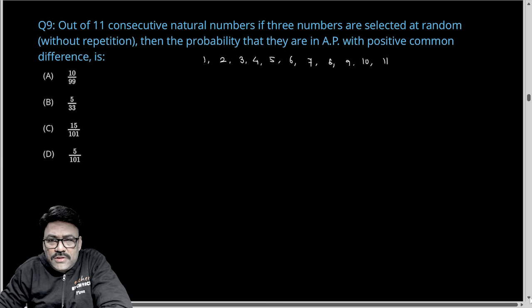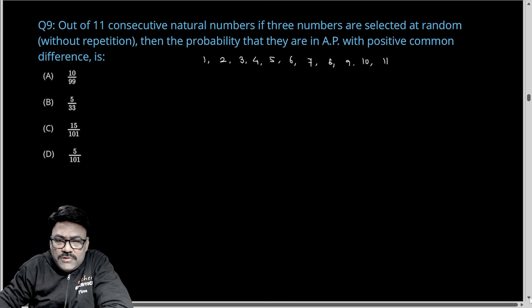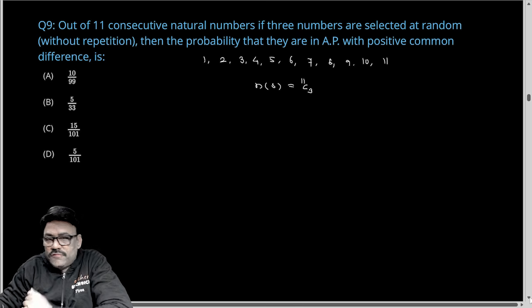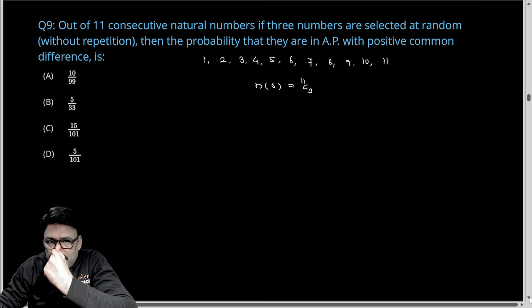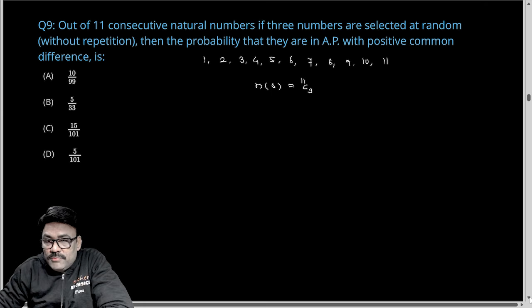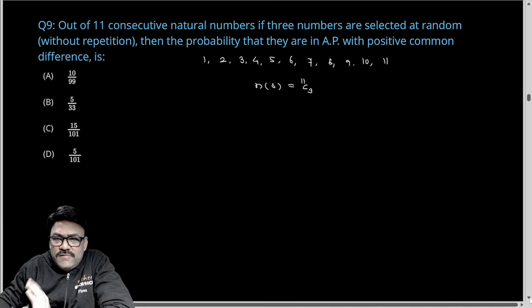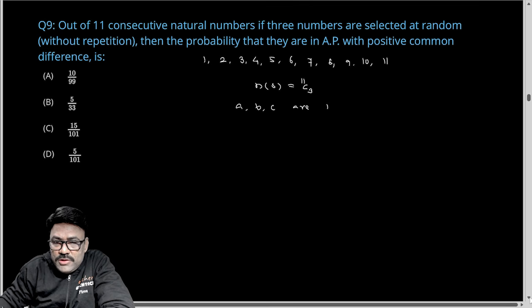Now you have selected 3 natural numbers from these 11 natural numbers. So what is the total number of cases? Without any restriction, it is 11C3. This is the total number of cases. And what is the favorable number of cases? So they are saying that, let's say the 3 selected numbers are A, B, C. These 3 selected numbers A, B, C must be in AP.